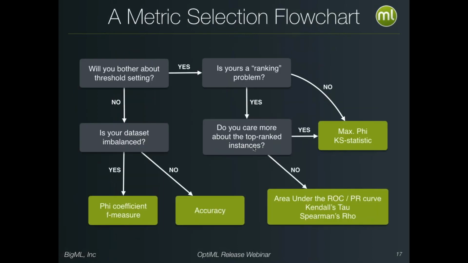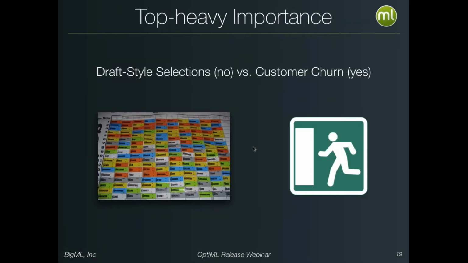If it is a ranking problem, then you might want to ask yourself if you care more about the top ranked instances in the ranking. In most cases, you do, right? For example, if you're talking about customer churn, it's possible that you do care more about the top few people. Why? Because you want to make sure you contact the top few people that you think are most likely to churn, to try to convince them to stay with the service, give them some sort of promotion and so on and so forth.